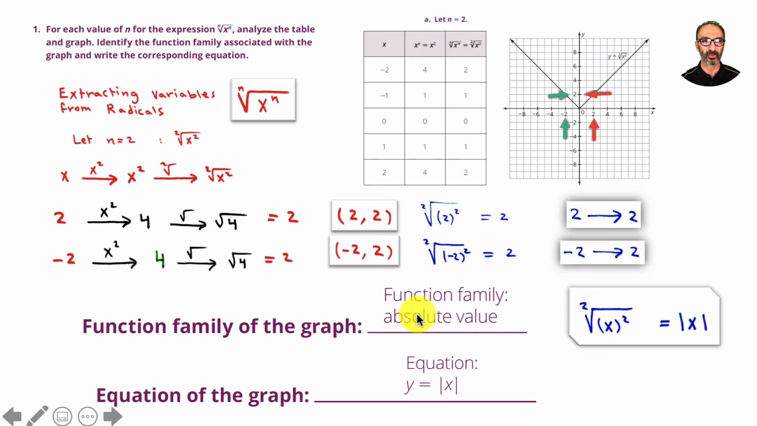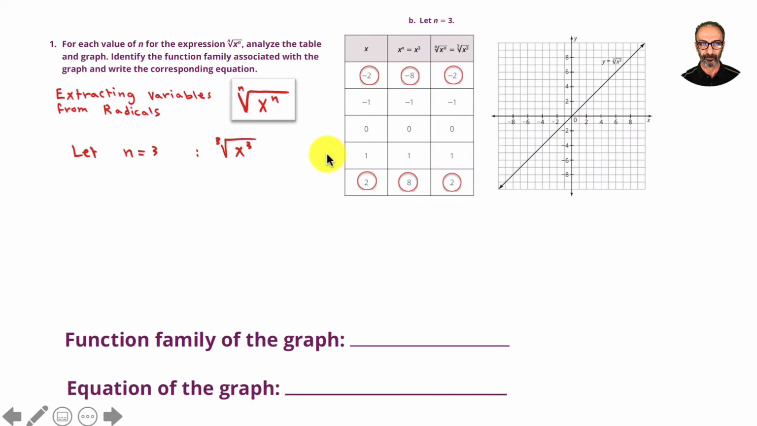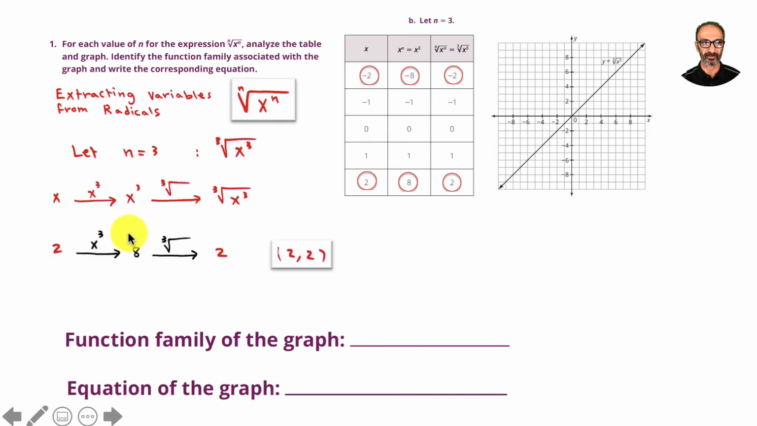Okay, let's take it when n equals 3. Same concept, same style, but n equals 3, which is odd. Again, we're going to focus on 2 and negative 2. Take x, apply the cubic power, you get x cubed, then take the cubic root, and you end up with the cubic root of x to the third. And it's like a two-step process.